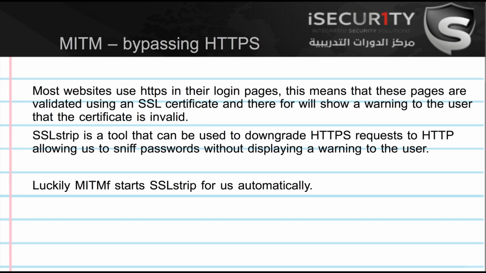So what we're going to do, we're going to use a tool called SSL strip, which will downgrade any HTTPS request to HTTP. So whenever the target person tries to go to https.hotmail.com, for example, then they'll be redirected to HTTP of hotmail.com. Let me show you first.